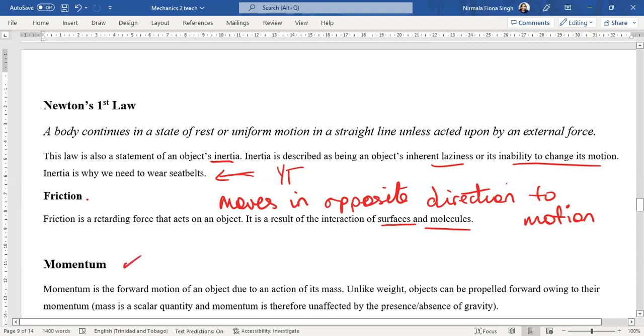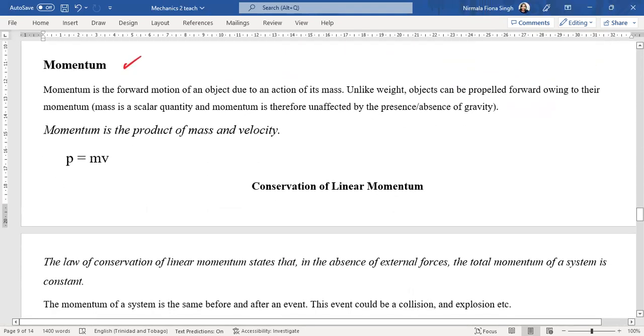Momentum. So we're going on to a new topic now. Everything else was kind of revision. So momentum, you're going to spend today doing momentum. Next class, we'll do momentum. So momentum is the forward motion of an object due to an action of its mass. Unlike weight, objects can be propelled forward owing to their momentum. Please note, mass is a scalar quantity, and momentum is therefore unaffected by the presence or absence of gravity.